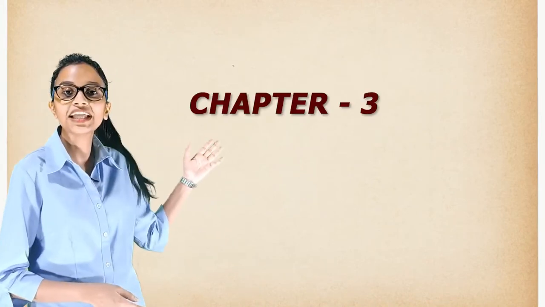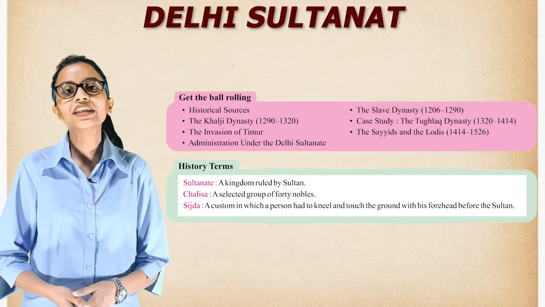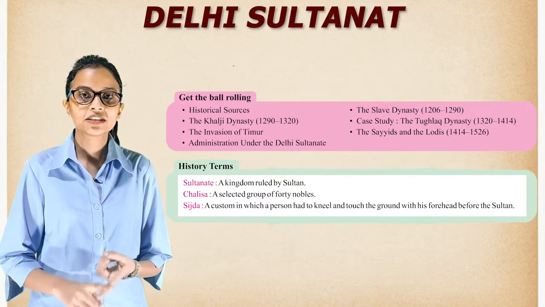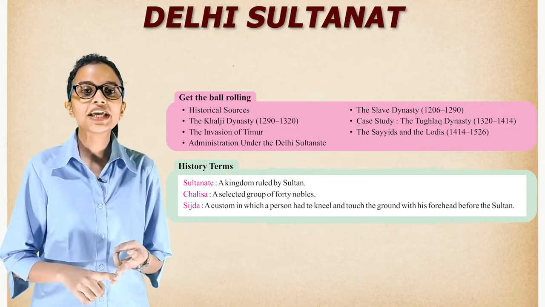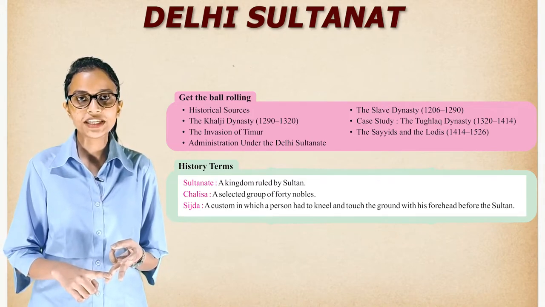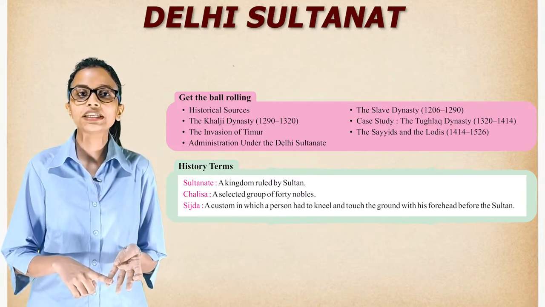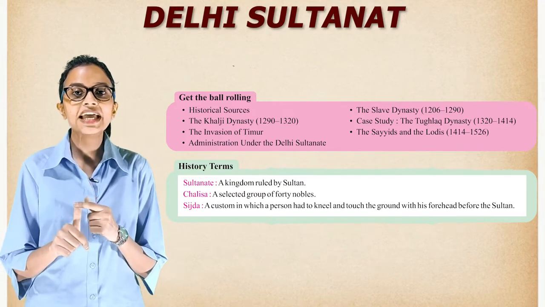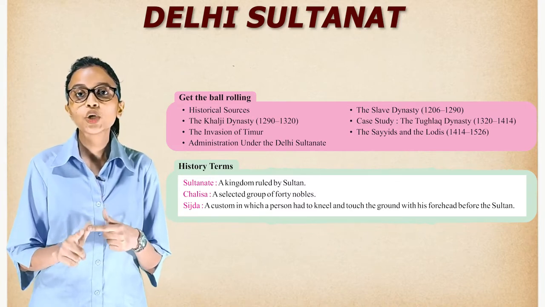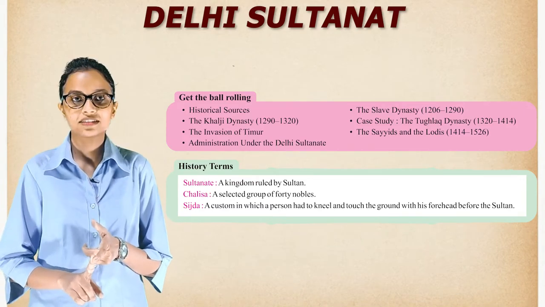So, today I am here to start with chapter 3 of history, and the name of this chapter is Delhi Sultanat. So, let's get the ball rolling. Historical sources, the Slave dynasty 1206 to 1290, the Khilji dynasty 1290 to 1320, case study, the Tughlaq dynasty 1320 to 1440, the invasion of Timur, the Sayyids and the Lodis 1414 to 1526, administration under the Delhi Sultanate.